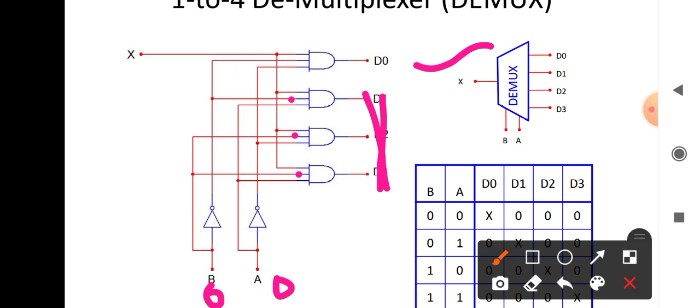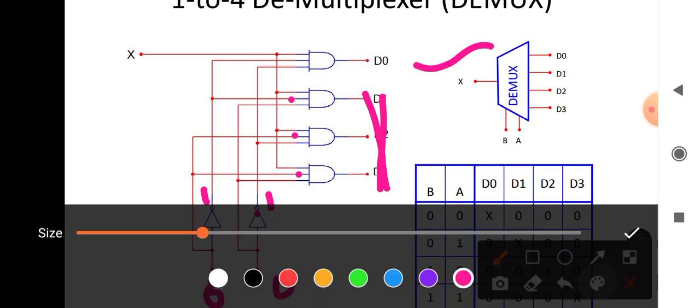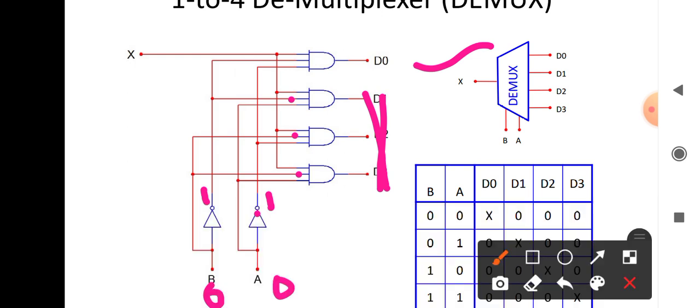See here, for this D0 gate, after passing through the NOT gate, 0 becomes 1. So this will be high. I will just show it by the green line. So this gate will be at high.